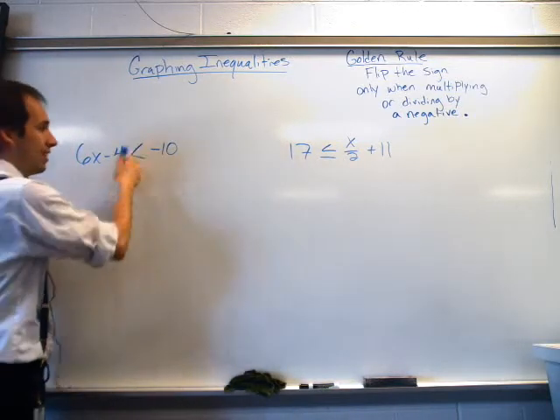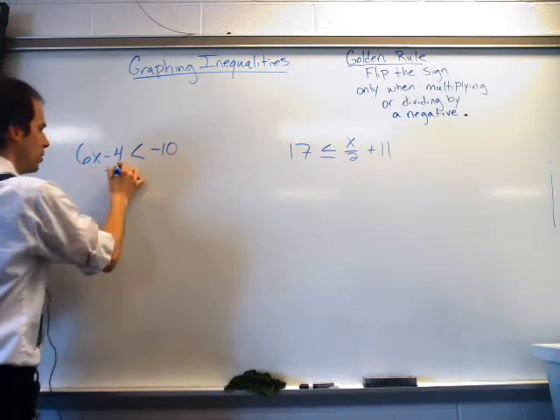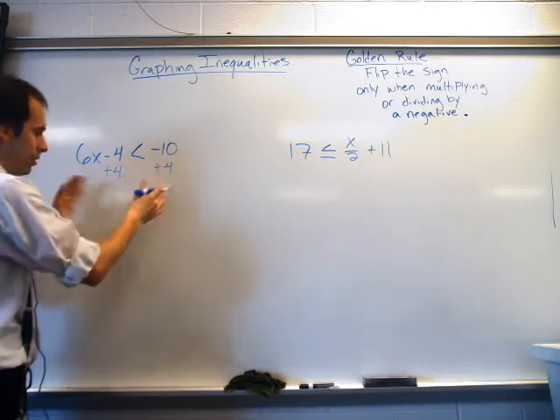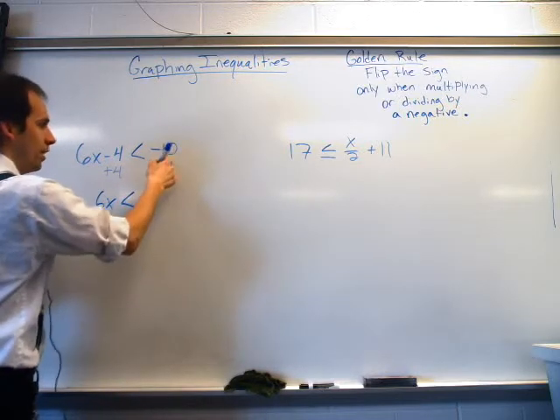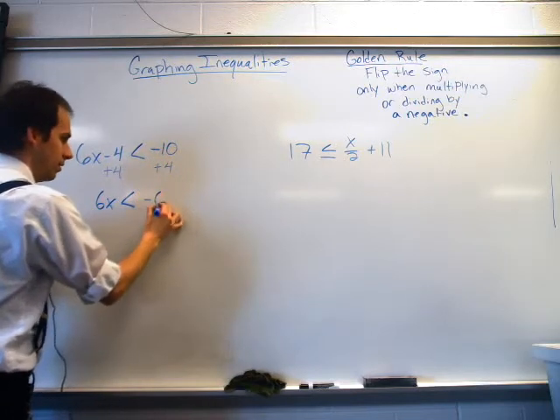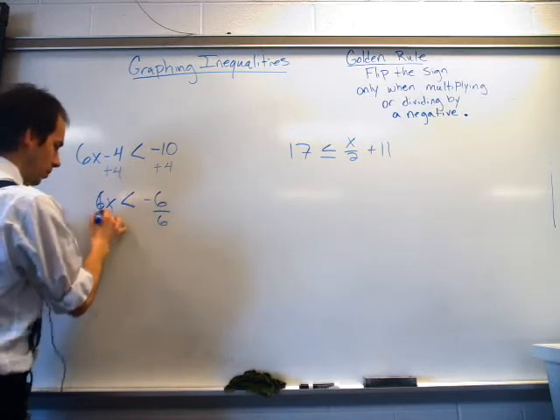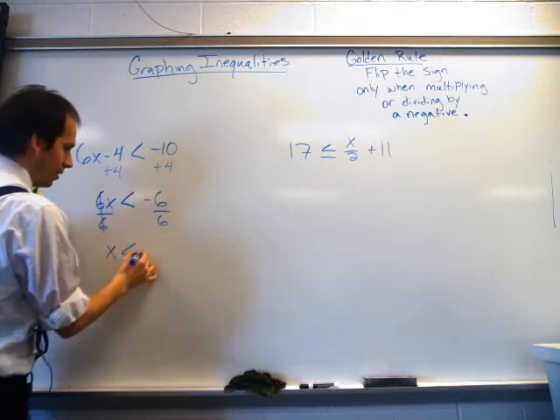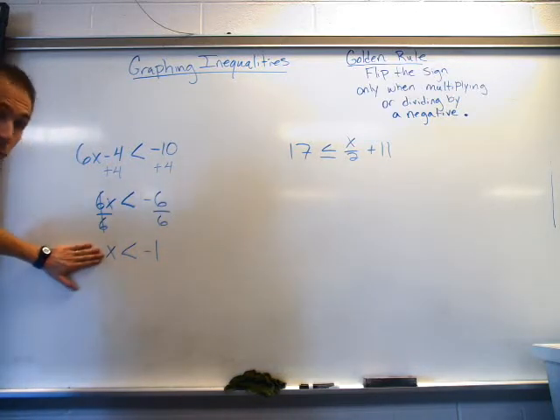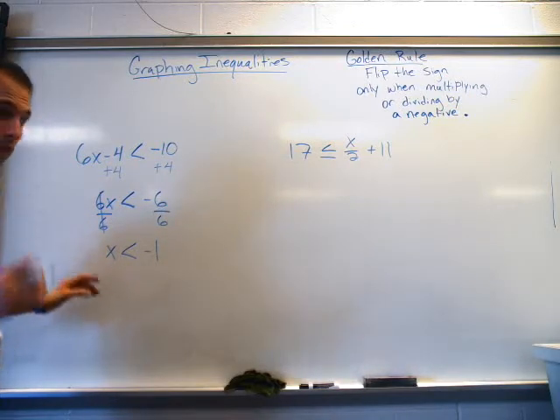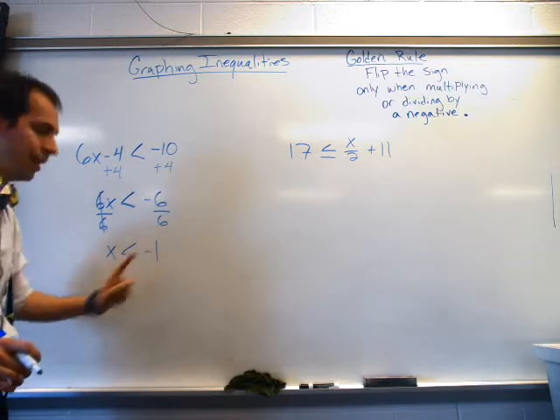6x minus 4 is less than negative 10. Well, I want to isolate that variable, so I'm going to add 4 to both sides. I'm going to do that addition subtraction first. That gets me 6x is less than negative 10 plus 4, which is negative 6. And then I'm going to divide both sides by 6. So I get 1 times x is x, and that is less than negative 6 divided by 6, that's negative 1. All right, so I've gotten this far. This tells me that all of the solutions to this particular inequality have to be less than negative 1.